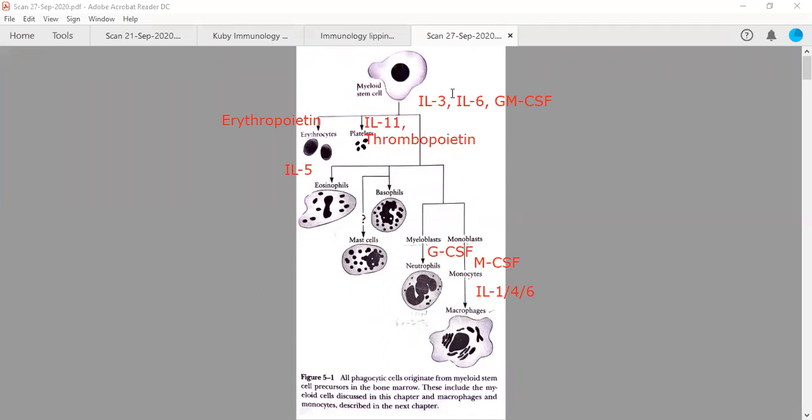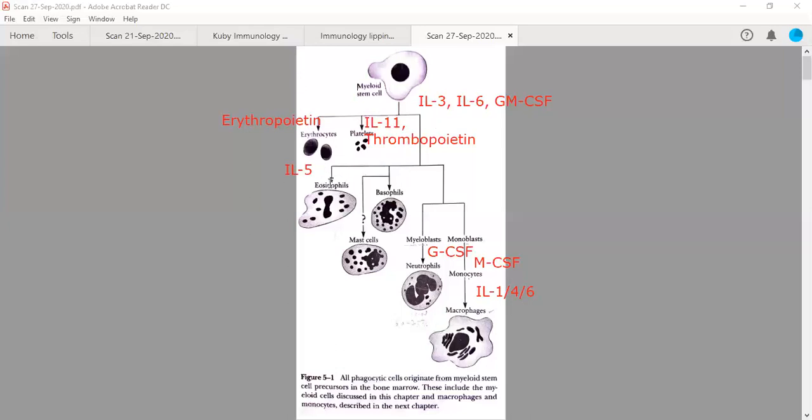This myeloid stem cell, in the presence of interleukin 3, 6, and GM-CSF, which is the granulocyte monocyte colony stimulating factor, a combination of the two factors, granulocyte and monocyte colony stimulating factor, will result in one of the following cells, but in the presence of certain other chemicals. For example, if there is the hormone erythropoietin, erythrocytes will be synthesized. If there is thrombopoietin along with interleukin 11, the megakaryocytes, which are the mother cells for platelets, will be synthesized, and finally the platelets, which are not complete cells but cell fragments, will be synthesized.